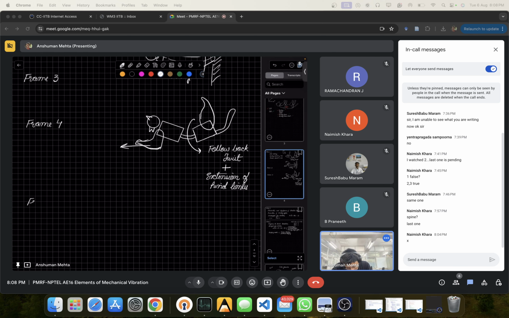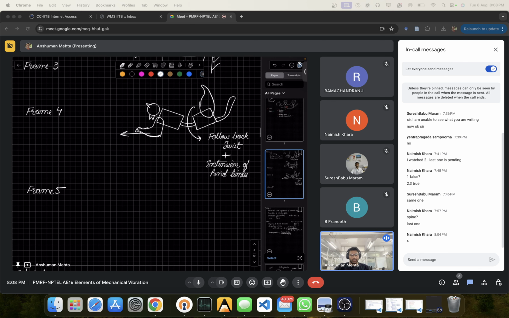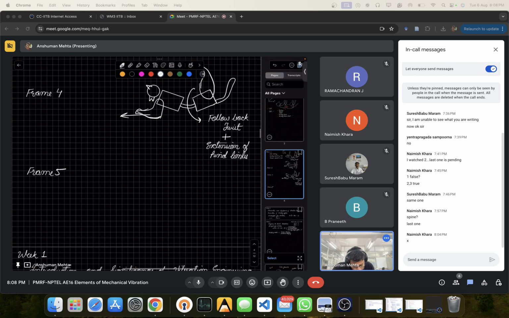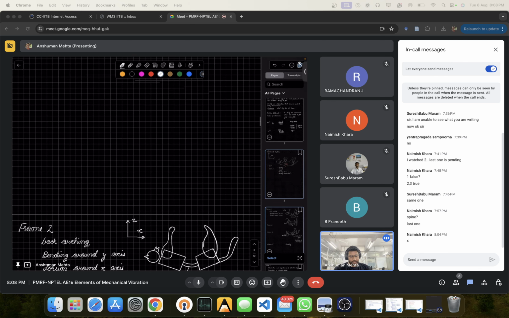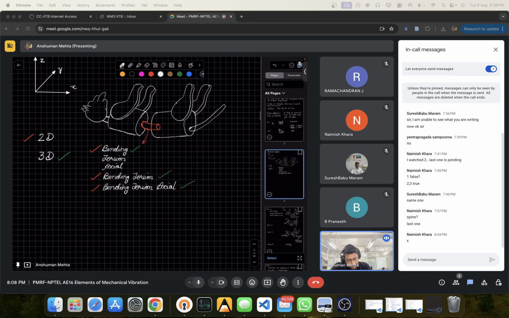Frame 5, we can see both the legs in downward direction, and it is able to land now. Okay, so here the correct answer is this axial as well, because there is extension of the limbs also.